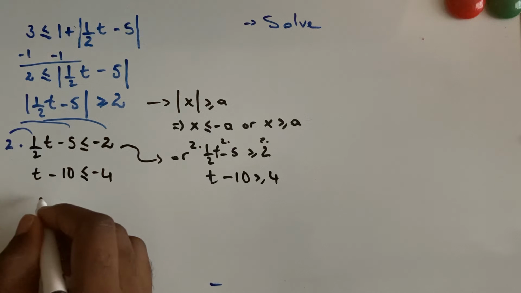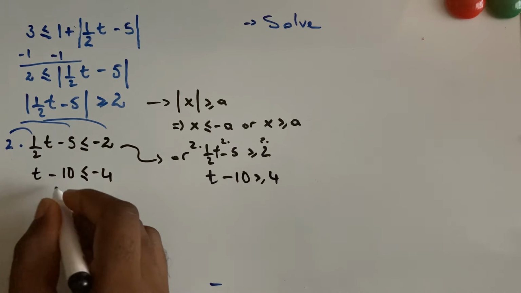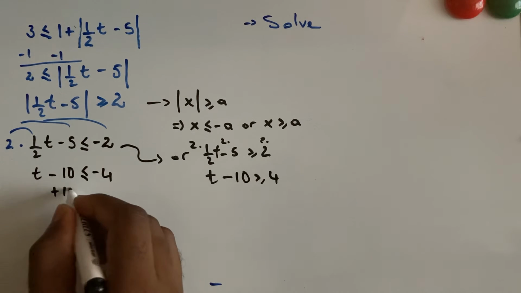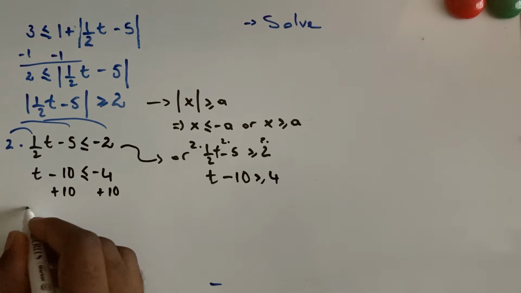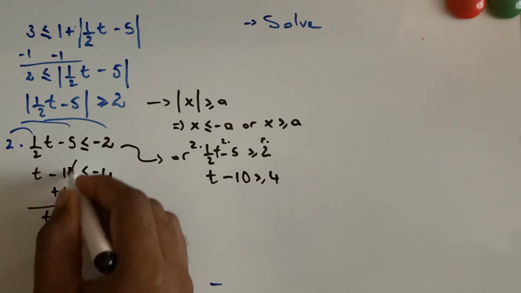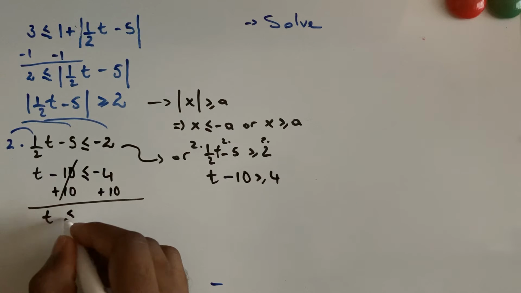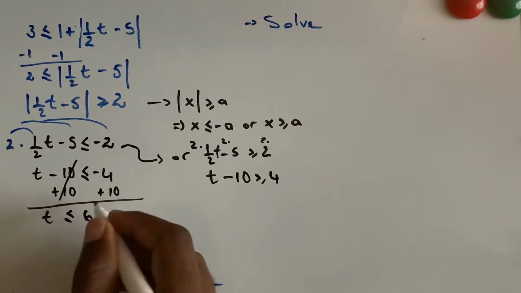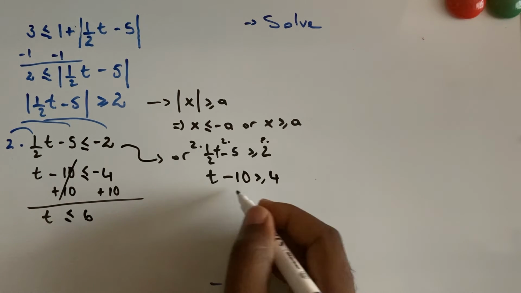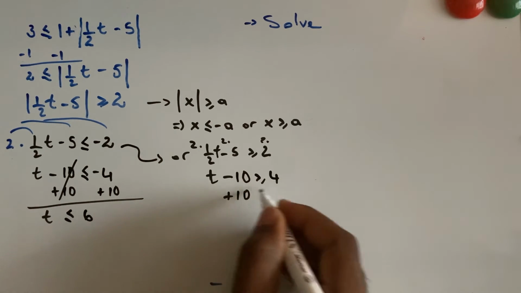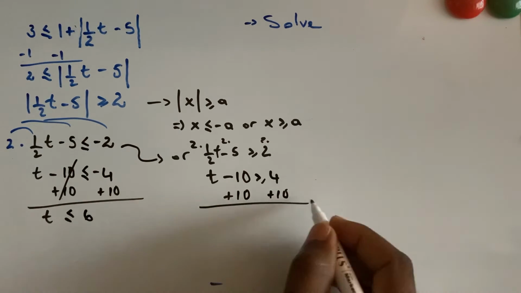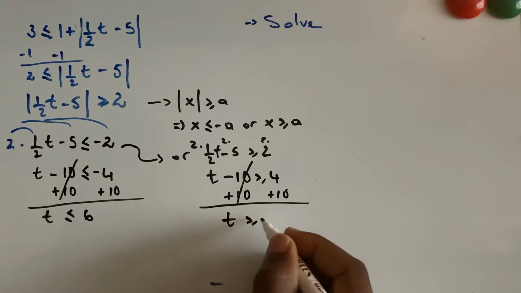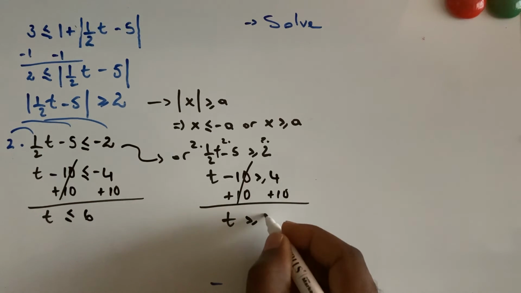All right, so now here on the left, you want to solve for t, so I'm going to isolate the t. I'll add 10 to both sides, and it's just t, 10 minus 10 is 0, so t less than or equal to positive 6. Okay, because that's negative 4 plus 10. And here you again do the same thing, plus 10, because I'm trying to have t by itself on one side. Therefore, it's just t greater than or equal to 14.